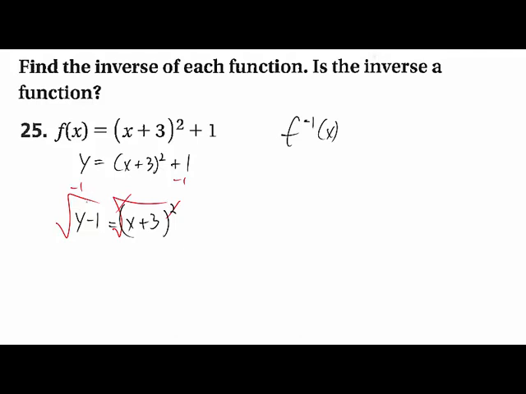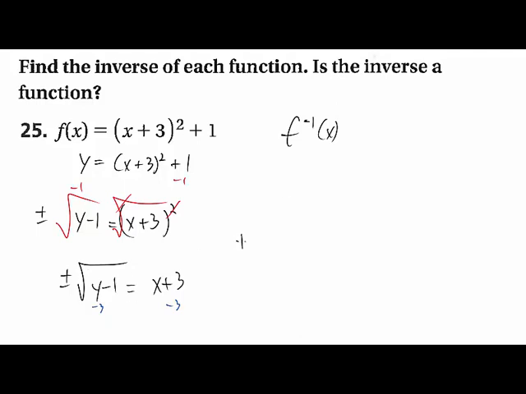Now this is technically a semi-illegal operation, just like squaring both sides of an equation. Square rooting, when you square root, you're supposed to do this plus or minus thing. So we get plus or minus square root y minus 1 is equal to, now it's just x plus 3, and then we subtract 3 from both sides. So this is what your inverse function is.